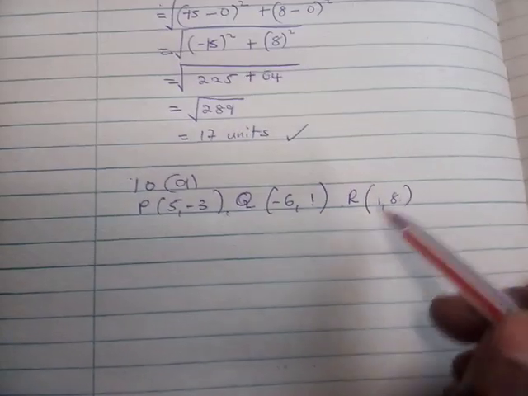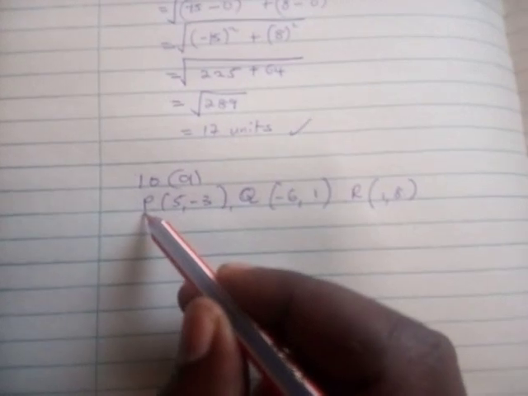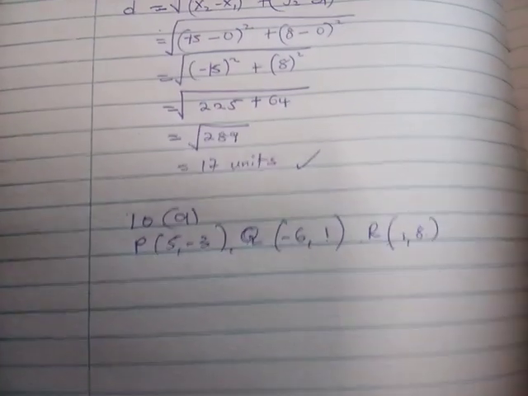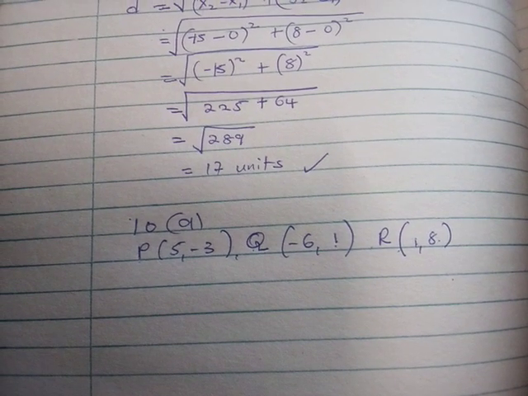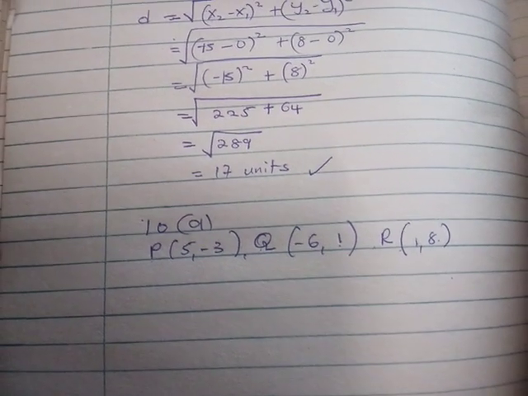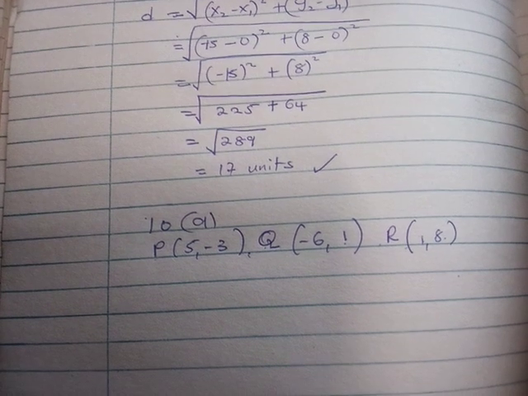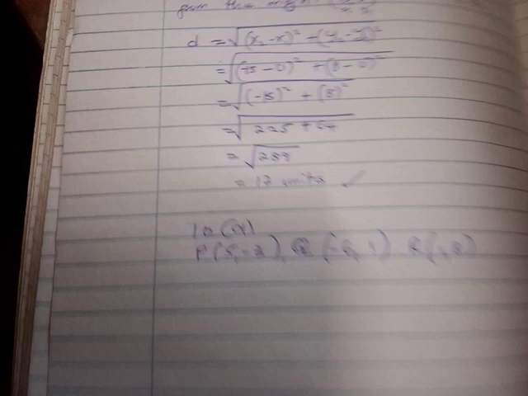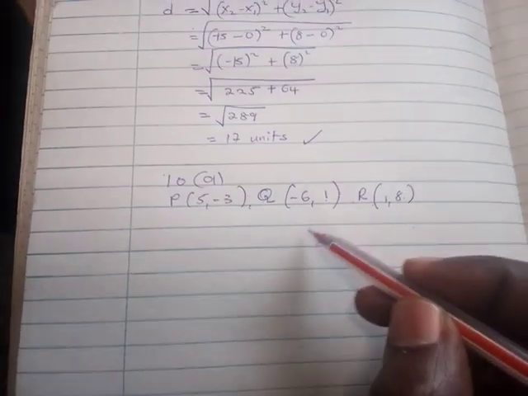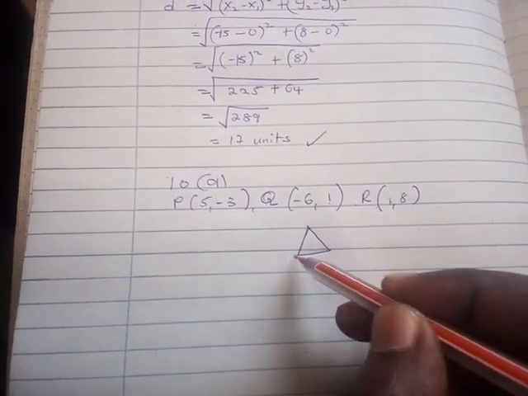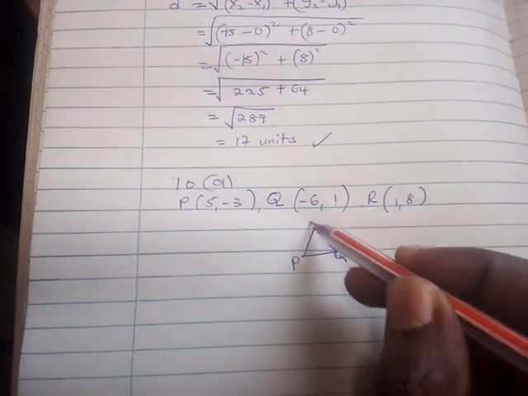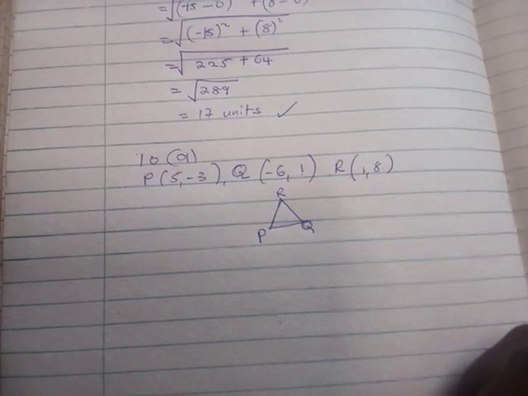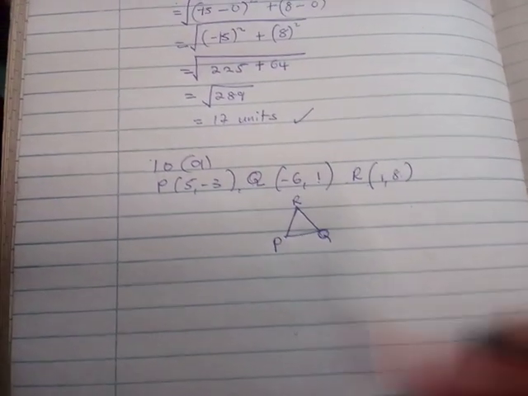So they want us to show that when you get these points P, Q and R, they form a triangle. They want us to show that when these 3 points are the vertices, they form a triangle. So it means they want us to show whether P, Q, R forms a triangle. There is a condition we have to fulfill.